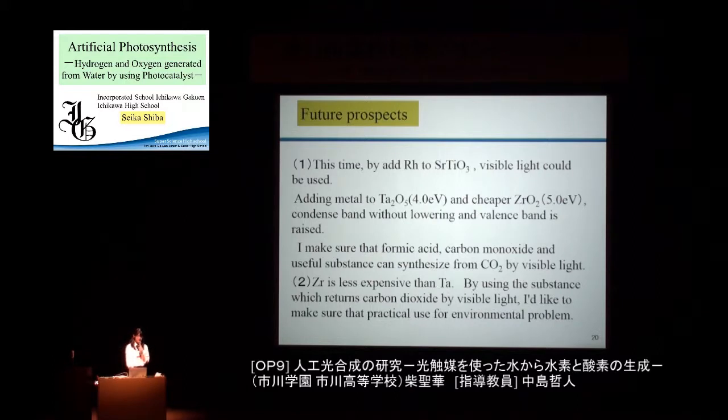For the future prospect, I want to confirm that formic acid and carbon monoxide can be synthesized from CO2 using visible light. In addition, zirconium is less expensive than tantalum. By using this substance which reduces CO2 by visible light, I'd like to confirm that it is practical for environmental problems.